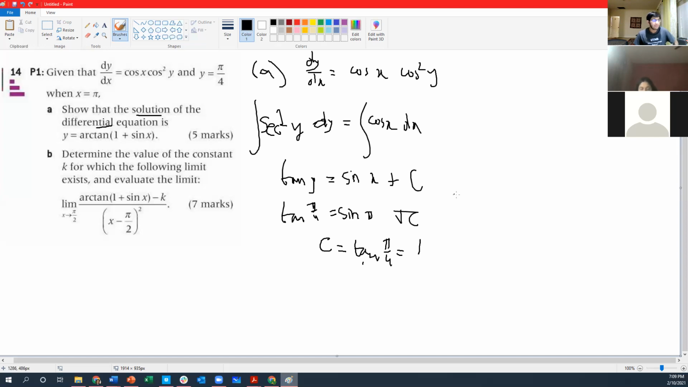So c equals 1. Using this information, we know that tan of y equals sine of x plus 1. And we know that y then has to equal the arctan of 1 plus sine x. And there we go. We've shown that that's the solution of the differential equation.